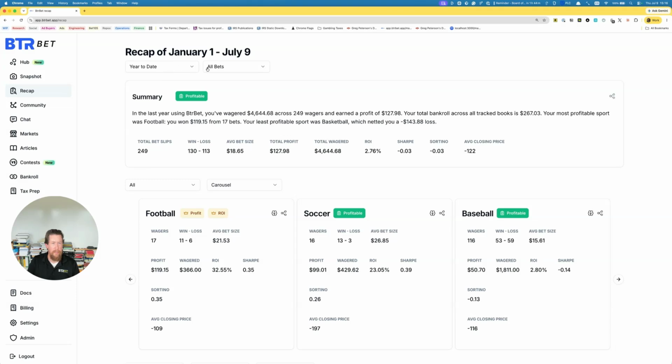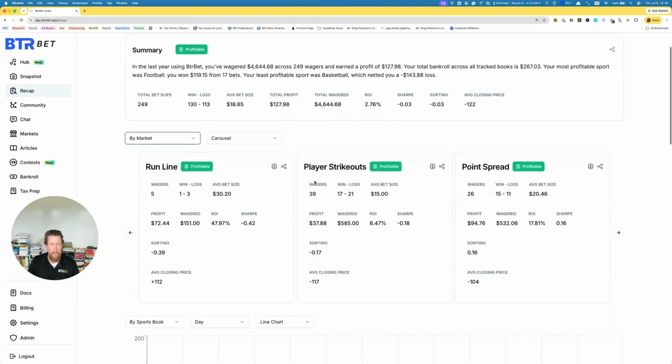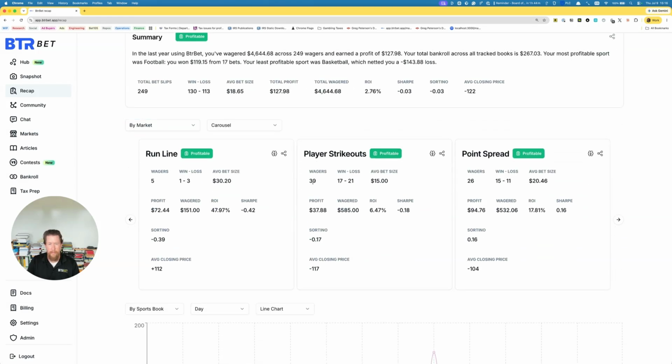So I'm looking at all my bets year to date. Instead of looking at them in those groups, I want to look at them by market. You can see I've had 39 pitcher strikeout prop bets, average bet size of $15, and made just under $40 in profit. Not great. I mean, good from an ROI perspective, not great from a Sharpe and Sortino perspective. They're negative, right? So that means I'm roughly living off of volatility.